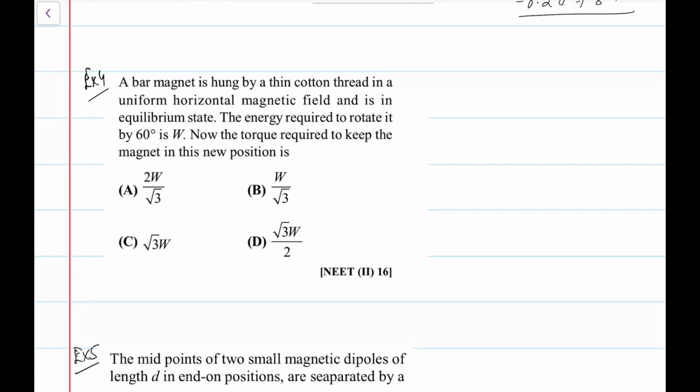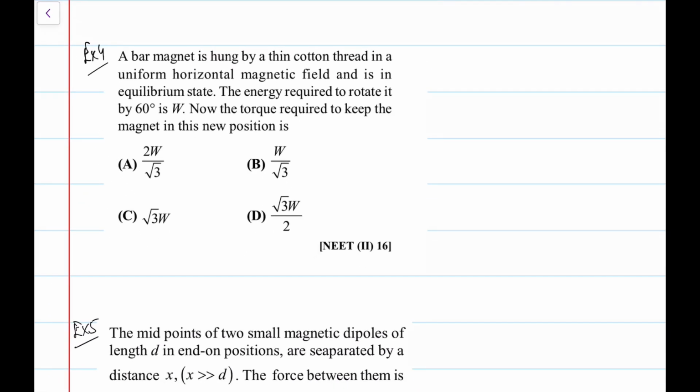Next one. You have a bar magnet which is hung by a thin cotton thread in a uniform horizontal magnetic field and is in equilibrium. Energy required to rotate it by 60 degrees is W. Now the torque required to keep it in the new position is.